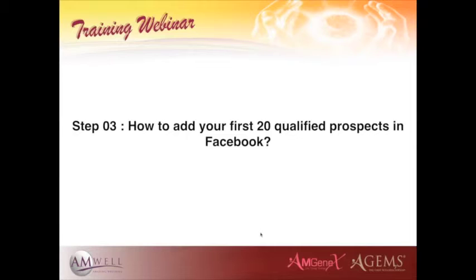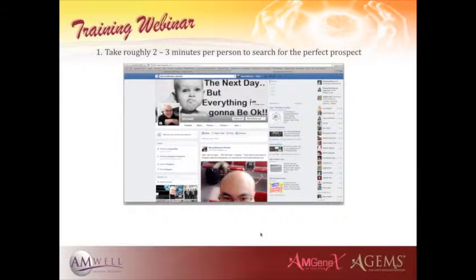Next, step 3, how to add your first 20 qualified prospects in Facebook, the keyword being prospects. This is slightly different from the normal gossiping social media where you were just there to add friends. However, for you to add 20 qualified prospects, there are certain steps that you can take. First of all, take roughly 2 to 3 minutes per person to search for the perfect prospect.